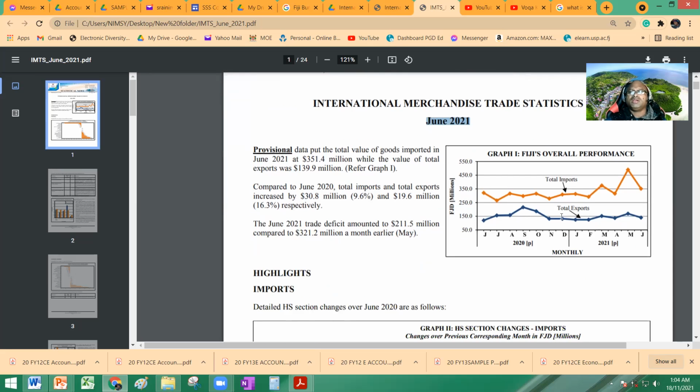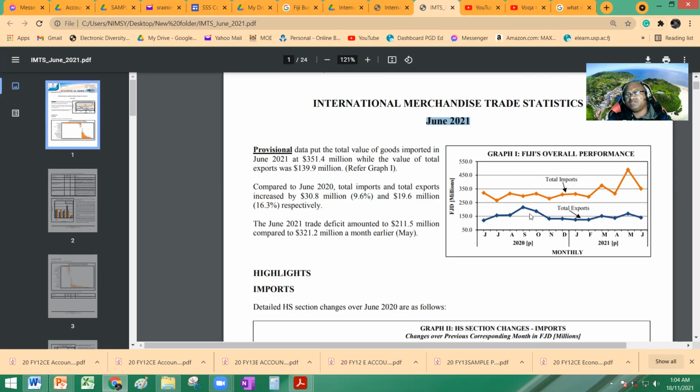So I'll be just looking at the graph. Just look at this first paragraph. It says provisional data. This is just the provisional data. They have to confirm once all the data is in. Total value of goods imported. Our imports for June 21 is 351.4 million. That's the amount of goods that we are buying from overseas. While the value of our export is 139.9. So we are buying 351.4, selling is 139.9. So you see, we are selling less than buying.